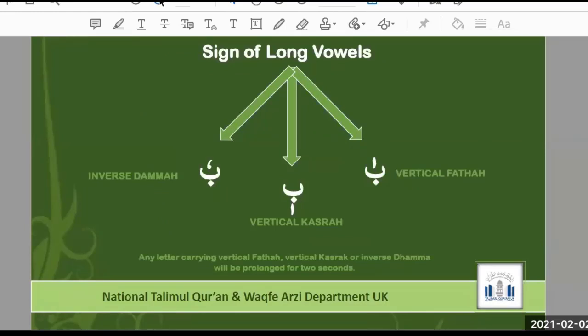And then this one. So now this is where you have long vowels. So this is vertical fatha. And you would say ba for 2 seconds. And this is bi. So again, a 2 second bi. And then the inverse dhamma. You say bu.